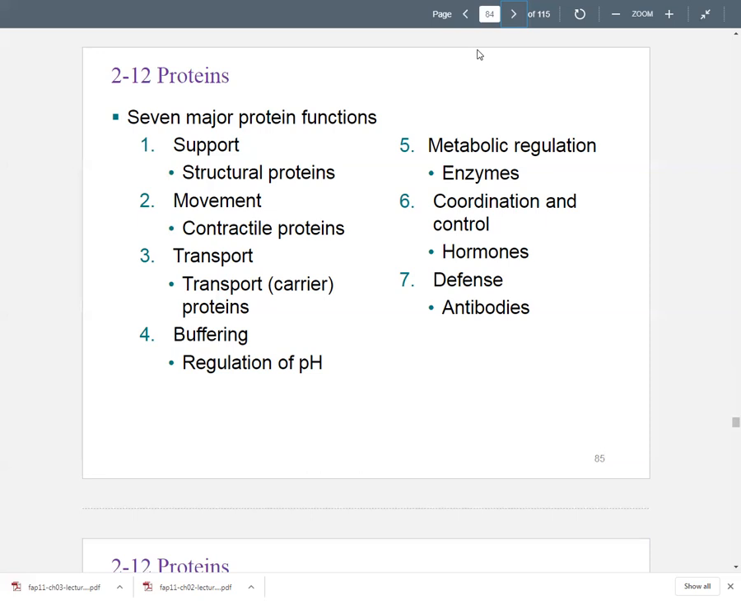Proteins are involved in coordination and control through hormones. So some of your hormones are proteins. They can control responses in your body. Proteins can also be involved in defending your body against invaders through antibodies, which are proteins.